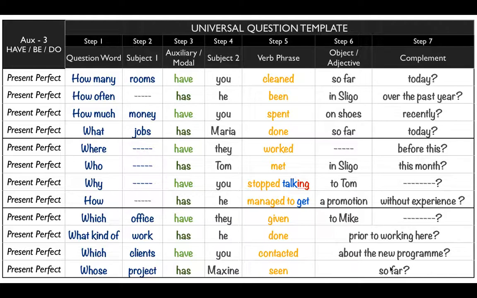So that's how you put together questions using the universal question template. Here we've decided to look at the present perfect only, and you can see it's very simple. Certain question words like how many, how much, what, which, what kind of, and whose, they need a subject right beside them. But other question words like where, who, why, how, they don't use a subject here.